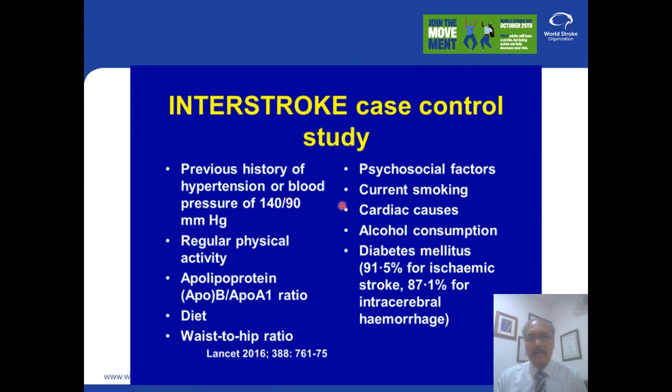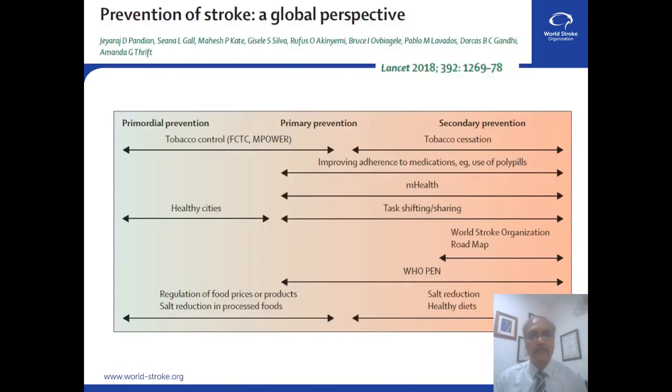In the INTERSTROKE case-control study, there are the top 10 risk factors for stroke, which are all modifiable: previous history of hypertension, regular physical activity, diet, waist-hip ratio, psychosocial factors, current smoking, cardiac causes, alcohol consumption, and diabetes mellitus. So 90% of the stroke risk factors are modifiable.